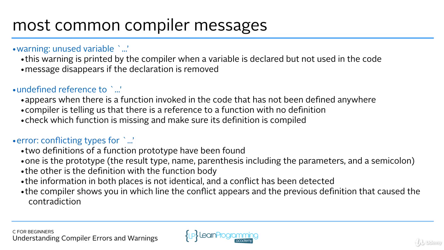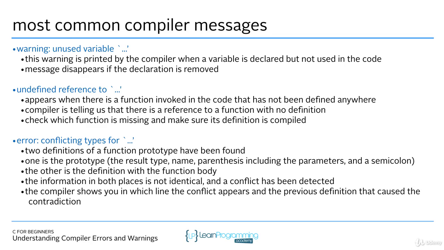Another common error is conflicting types. This is when you have defined or declared a function prototype, and then when you went to implement it, it wasn't the same as how you declared it. For example, the prototype has a return type, a name, parentheses for the parameters, and then a semicolon. And then when you define the implementation, you have a different actual function header.